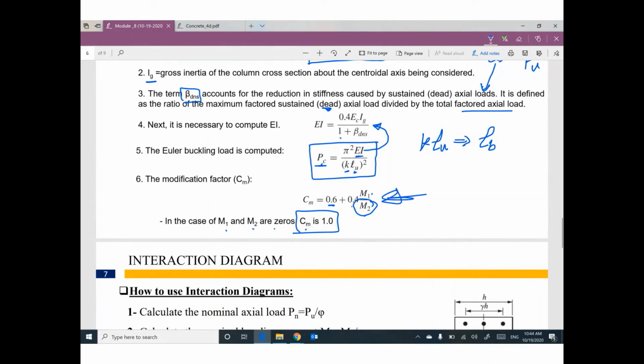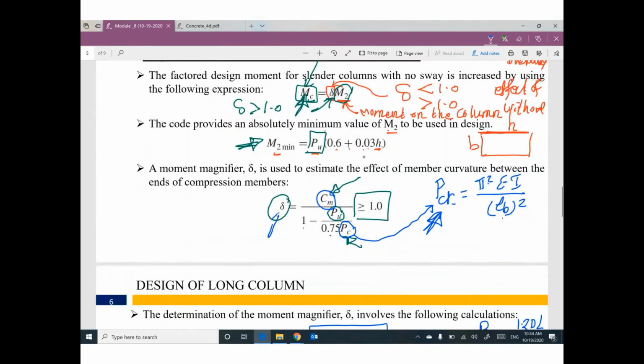So finally, I can figure out the value of delta. Finally, I can multiply this delta by M2. Finally, we have a column under the effect of P ultimate and M ultimate. This M ultimate is MC. How can I consider the buckling effect? I already did. How? During this moment. Because this moment is not the applied moment. This moment is multiplied by delta to give you MC, which is M ultimate. Delta considers the effect of buckling.